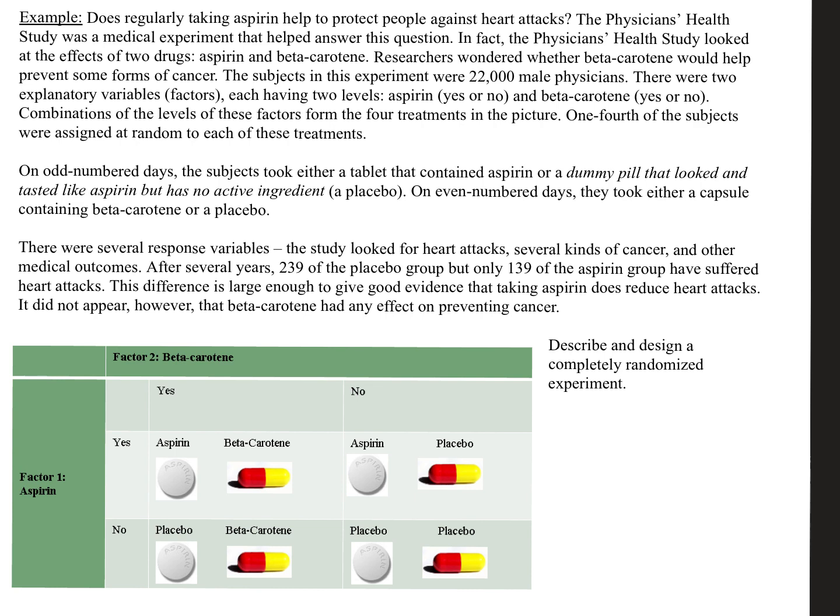So they were looking at several response variables here. They were looking for heart attacks, several kinds of cancer, and then some other medical outcomes. And then they did this for several years, and 239 people from the placebo group and 139 people from the aspirin group suffered heart attacks. So they said that that difference was large enough to give good evidence that taking aspirin does reduce heart attacks. And it did not appear that beta-carotene had any effect on preventing cancer.